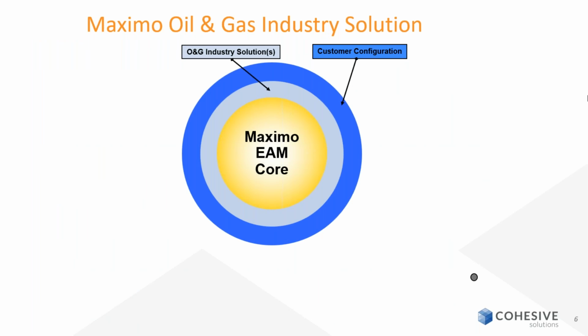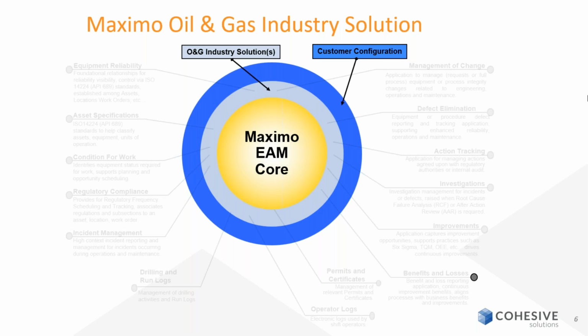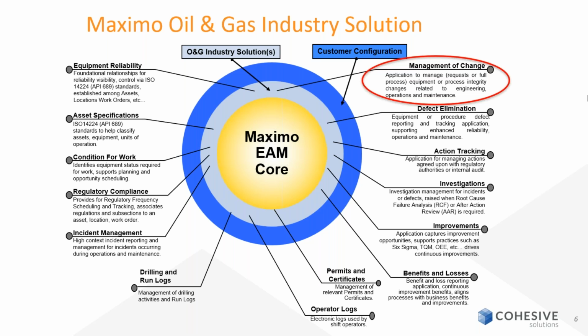And then the last slide here, and we're going to dive right into the demo, is just, I wanted you to see the way this lays out graphically. So you have core Maximo, and then that light blue ring really represents the industry solution that we just talked about. This slide shows you a high-level summary of all the different applications that are contained within the Maximo oil and gas industry solution. And then typically that outer ring would be configuration specific to your company.